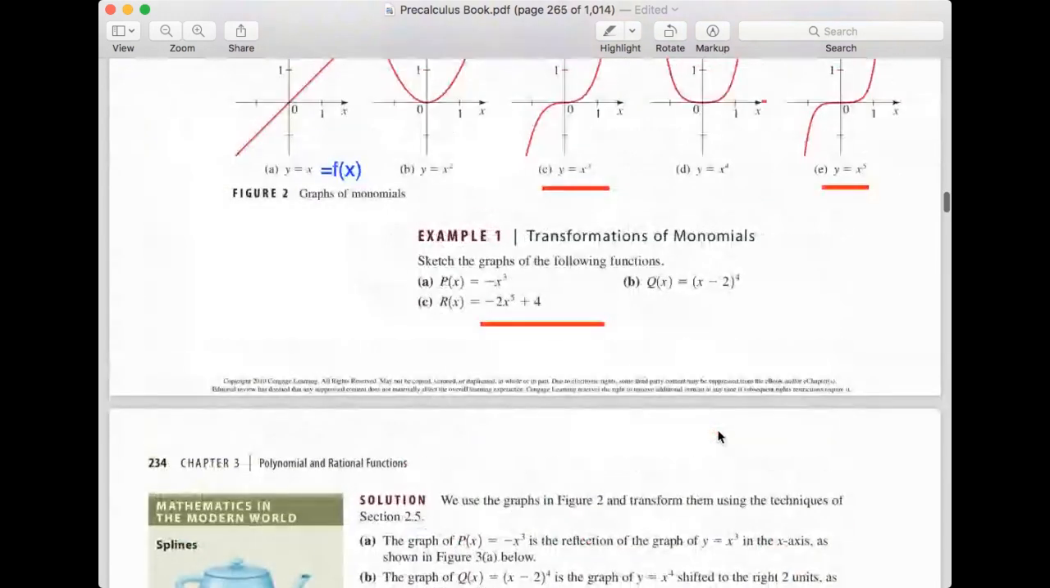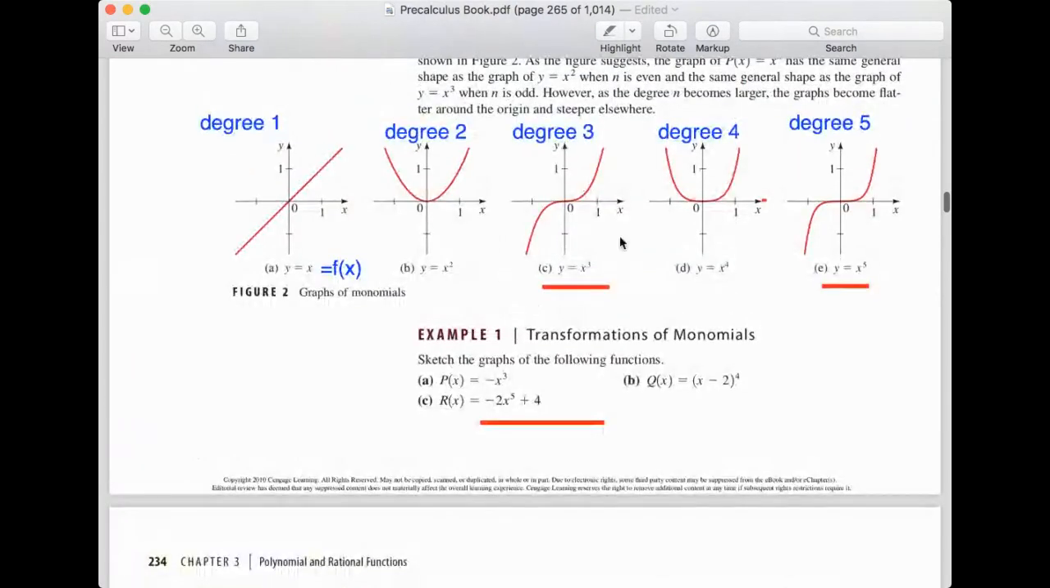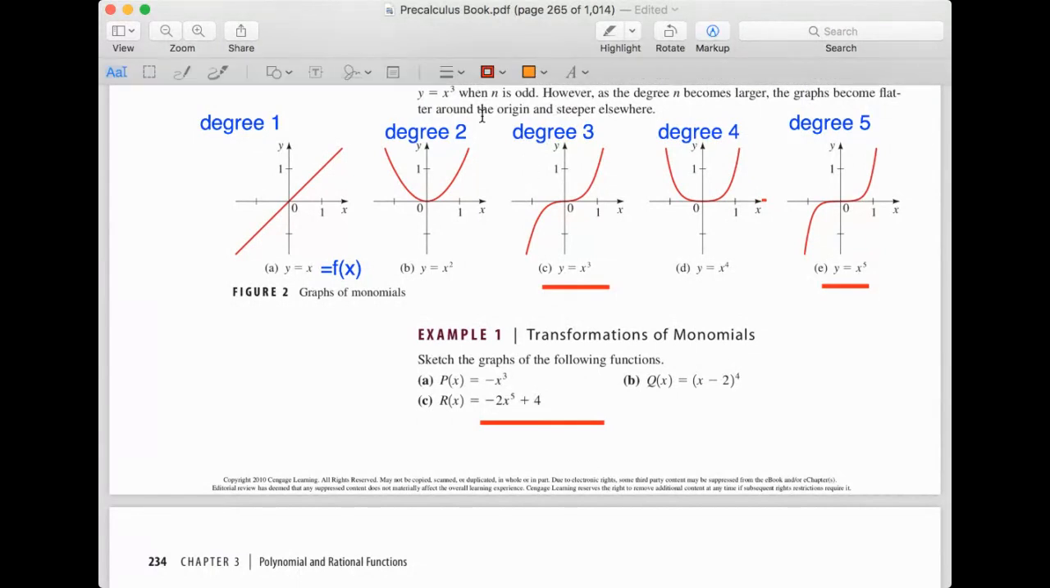Then we talk about the transformation of polynomial functions, right? So negative x cubed, so negate this. So the graph becomes here. This is negative x cubed. If we have negative x squared, right, the graph would be down here. Negative x squared. If negative x raised to 4, the graph would be down here. Negative x raised to 5 would be here. So basically the y value is being negated.